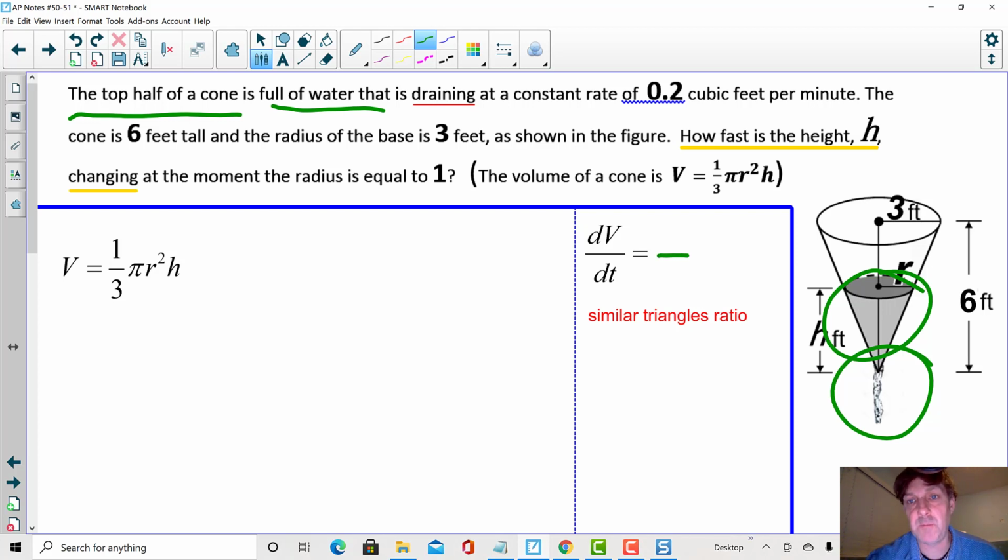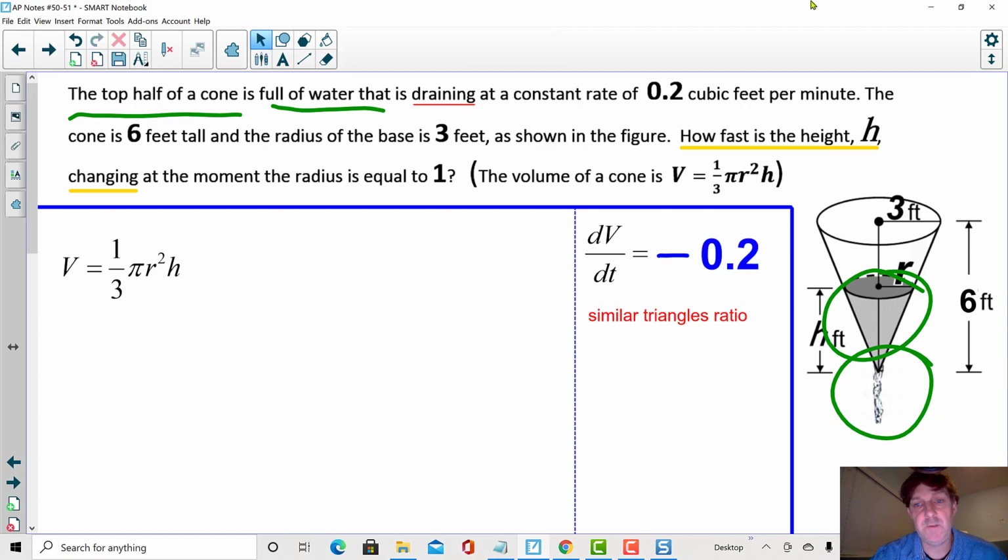Don't forget that. That's probably the most important part of the problem. So our v prime is going to equal negative 0.2. The negative is the most important part of that. That's usually the common mistake. That's where people usually mess up.